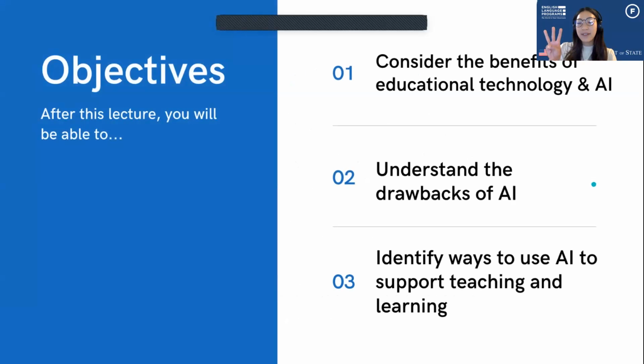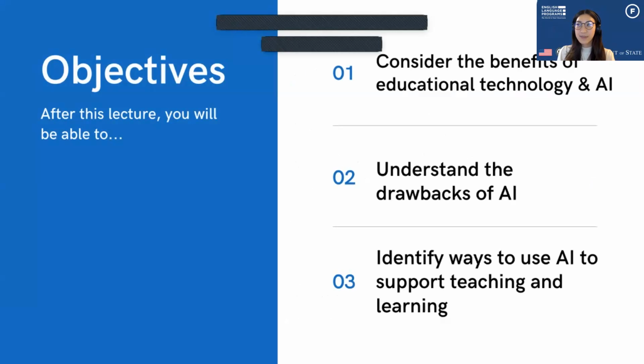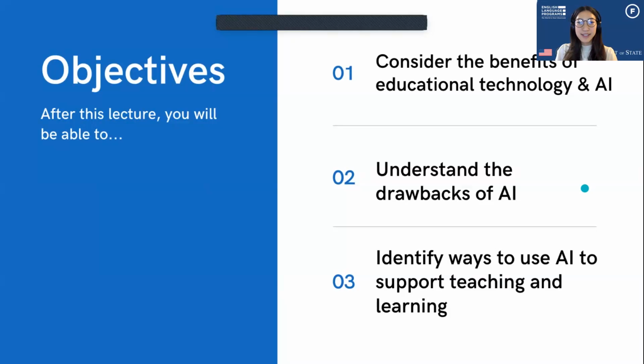So today we have 3 objectives. The first is to consider the benefits of using generative AI, which has really changed, I think, the world, as well as understanding its drawbacks and limitations. We will also identify ways to use AI to support teaching and learning, specifically how we as English language teachers can use it in order to lessen our workload. I know that teachers are very overworked, and so perhaps this is a way to support us and save some time.